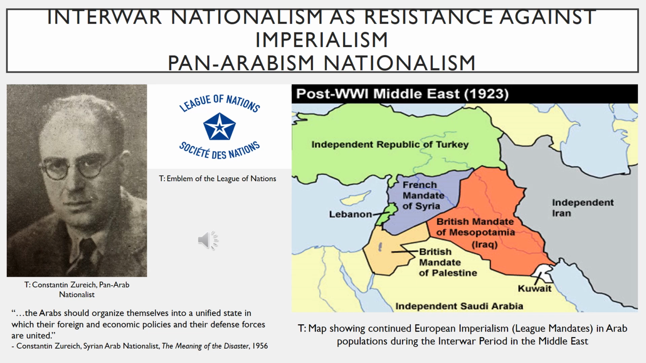Constantine Zurayk, a Syrian-born Arab nationalist, was among the leadership of the Pan-Arab movement. He believed, much like Garvey in respect to Pan-Africanism, that for Arabs to both secure their independence and exist as a prominent group in the world, all Arabs must come together into a single Arab Union.